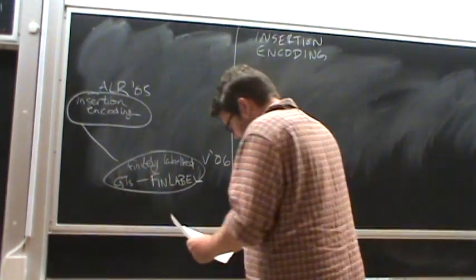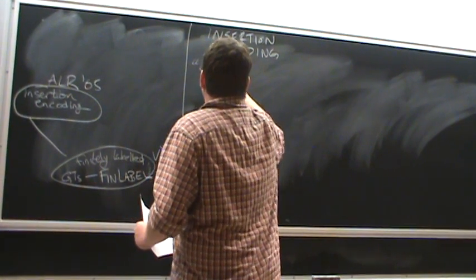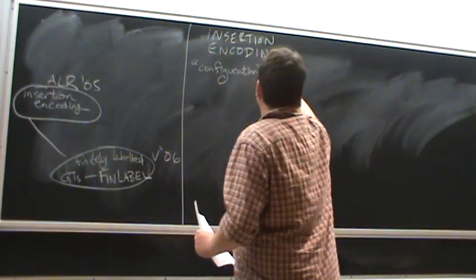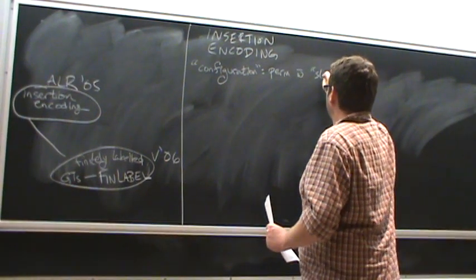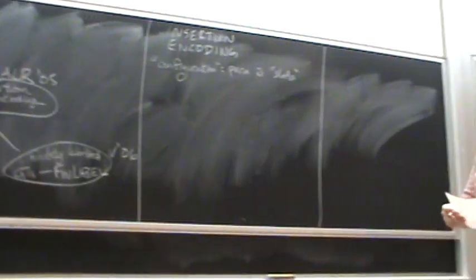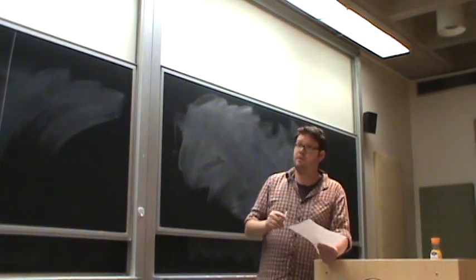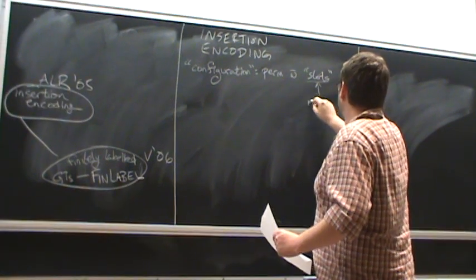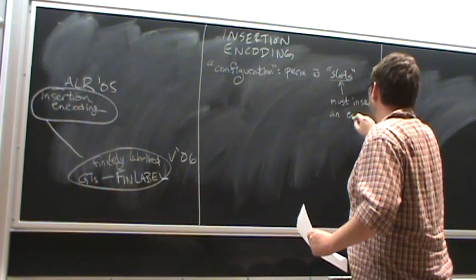So this notion of a configuration, which is a permutation with slots. Okay, and the slots are going to be places where we will insert an entry. In fact, we have to insert an entry, but we haven't yet. So here, we must insert an entry.